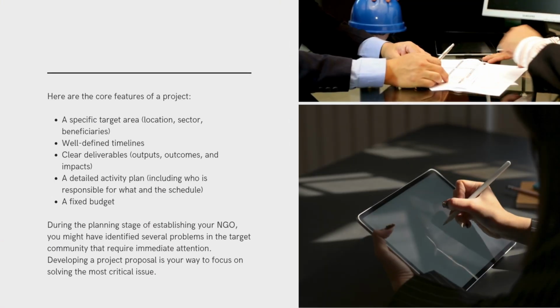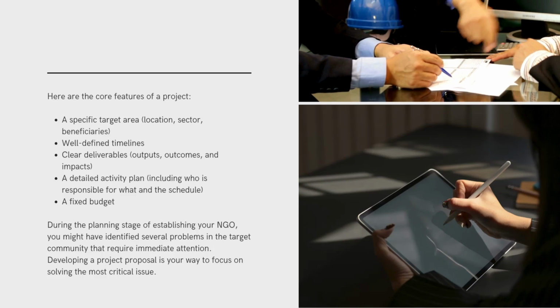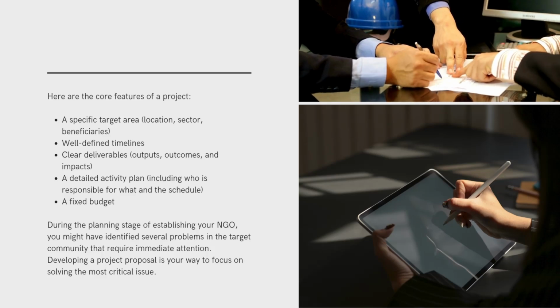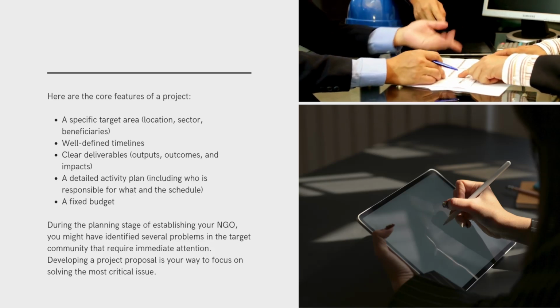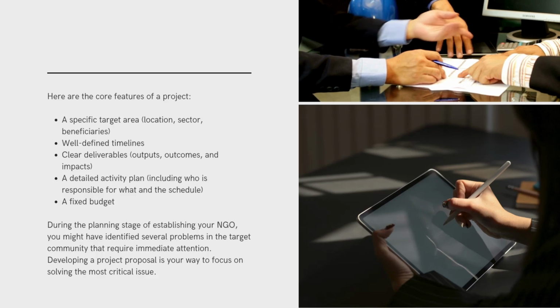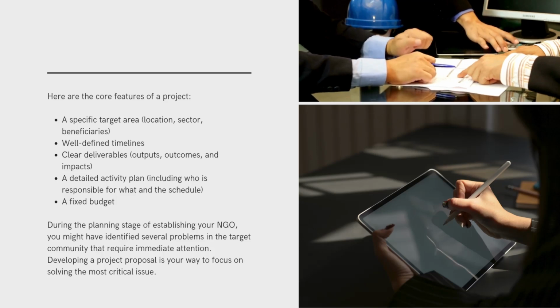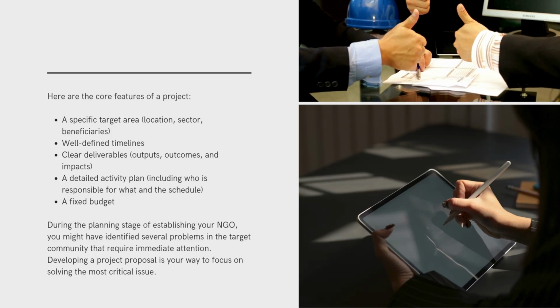Here are the core features of a project: a specific target area, location, sector, beneficiaries, well-defined timelines, clear deliverables, outputs, outcomes, and impacts, a detailed activity plan, including who is responsible for what and the schedule, a fixed budget. During the planning stage of establishing your NGO, you might have identified several problems in the target community that require immediate attention. Developing a project proposal is your way to focus on solving the most critical issue.